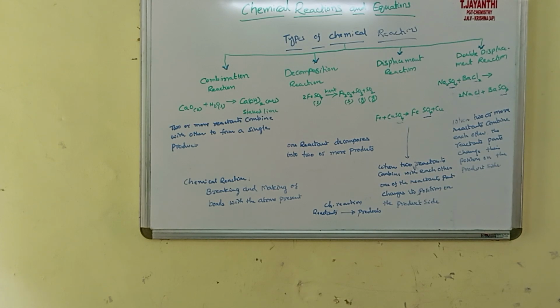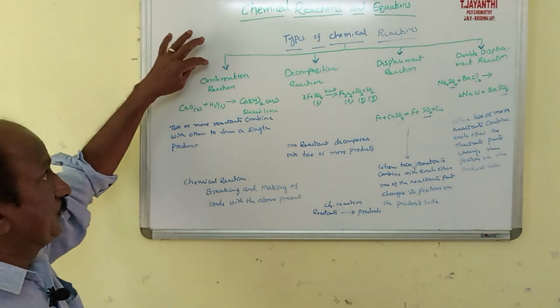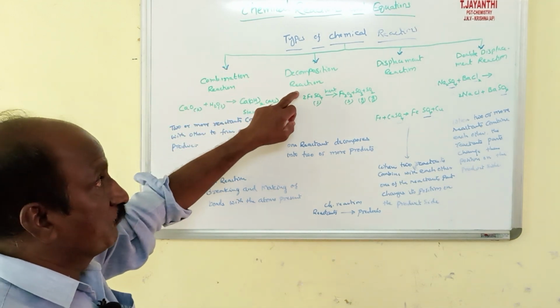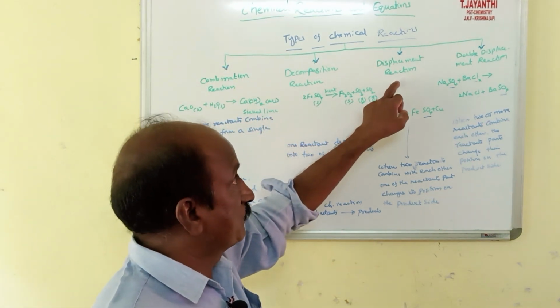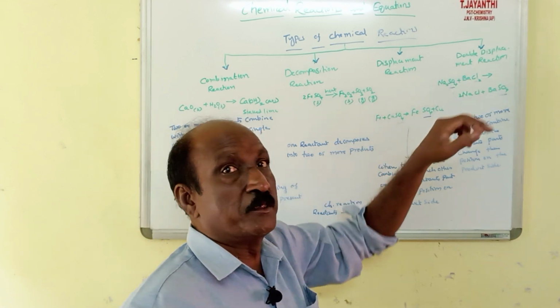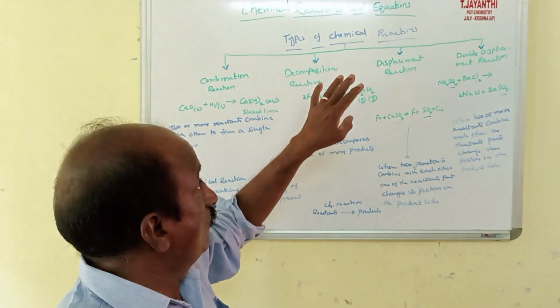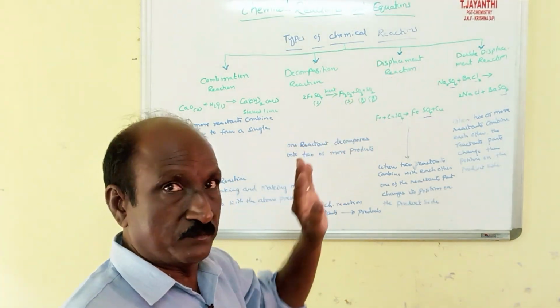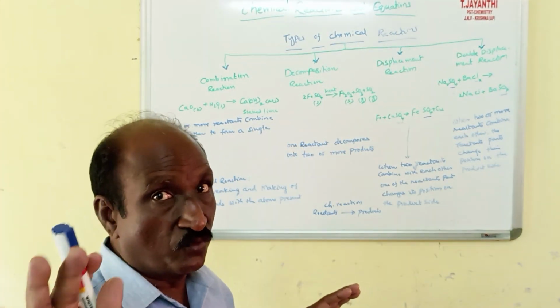I have factorized the title. I have presented four branches. You see, in the first branch, combination reaction, the second one decomposition reaction, the third one displacement reaction, and the fourth one double displacement reaction. So the chemical reactions are of four types.